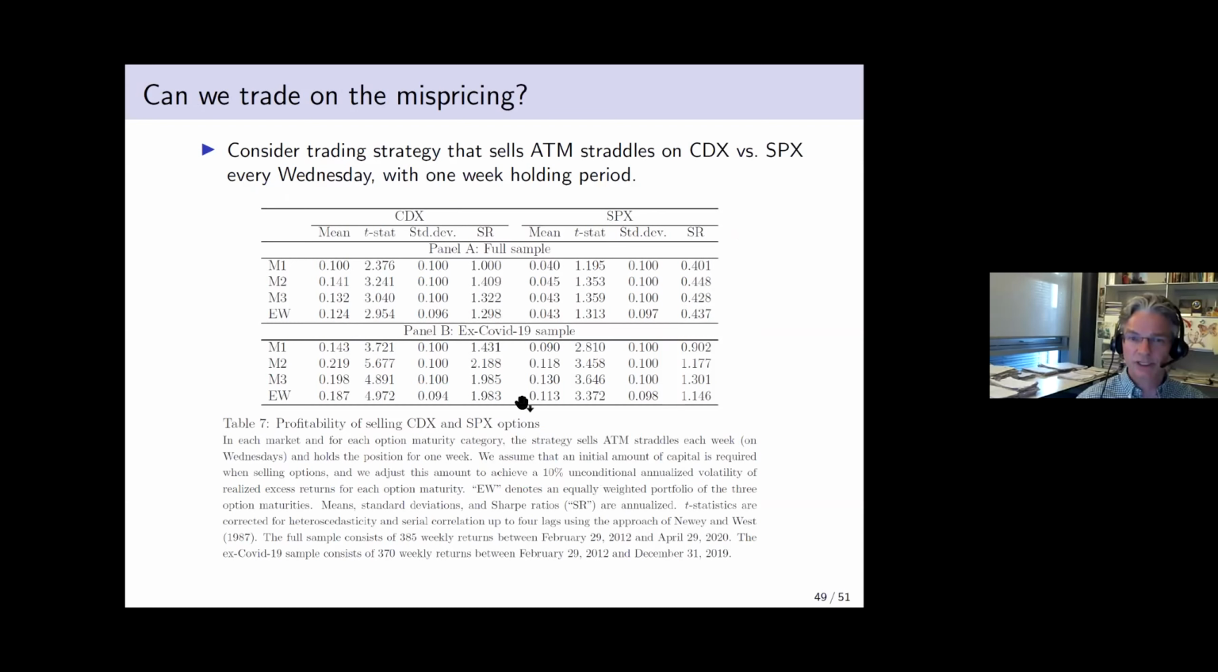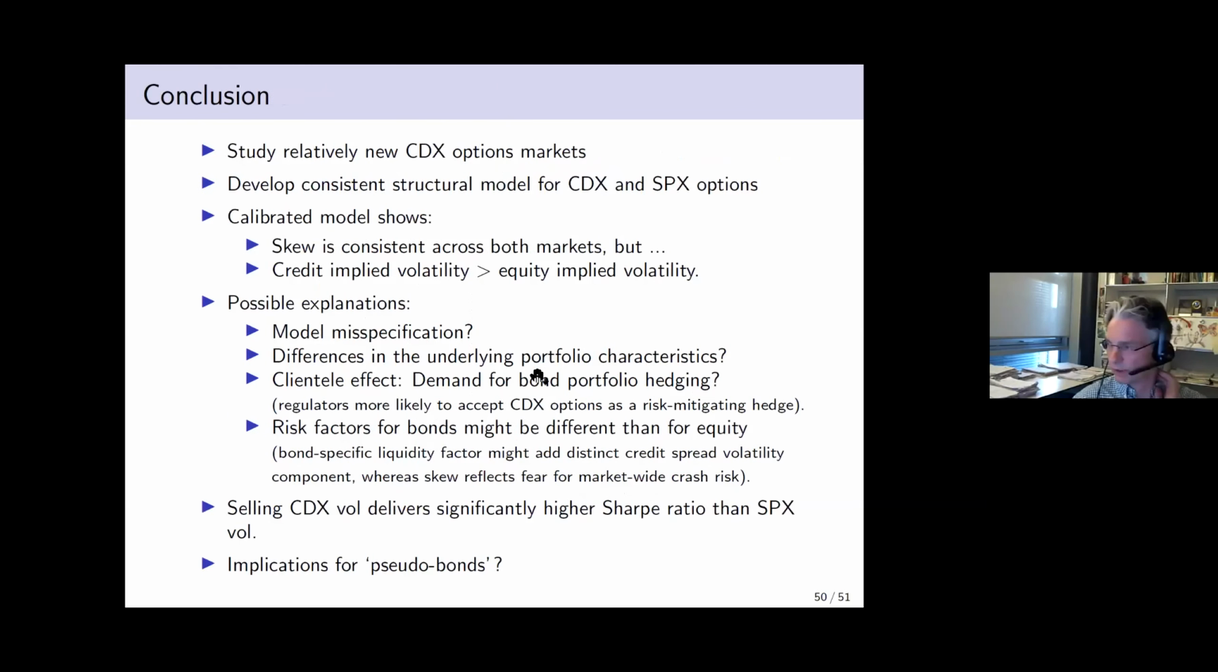You can also see that these results hold with and without including the COVID-19 crisis. During the COVID-19 crisis, the Sharpe ratio goes down a little. I mean, it still stays north of 1, because of course the volatility during that period was much higher. So I had to rush a little bit to the last, but I think I'm out of time.